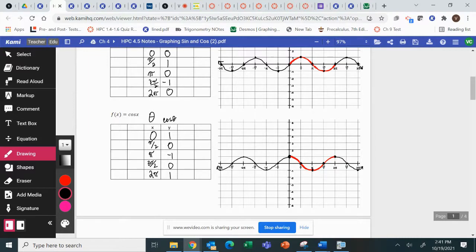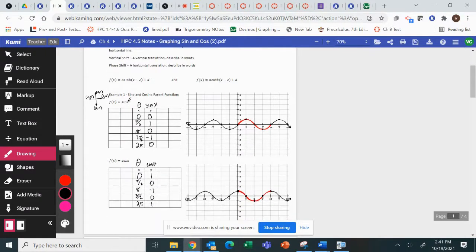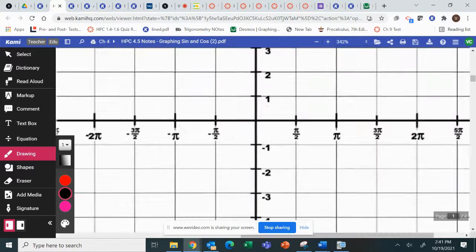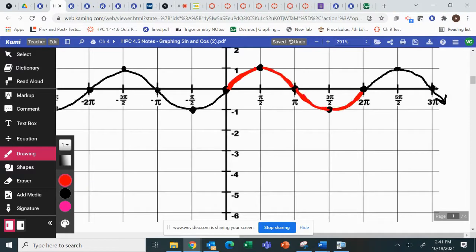Now we're going to talk about the words above. There's vocabulary, and the first one is called the period. The period has to do with the cycle, just like another period that you know in life that happens on a cycle. There's a reason why it's called that. The period in this is horizontally how far before it starts to repeat again. 2 pi. The parent function period is 2 pi.